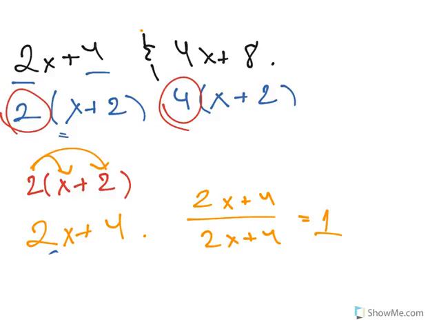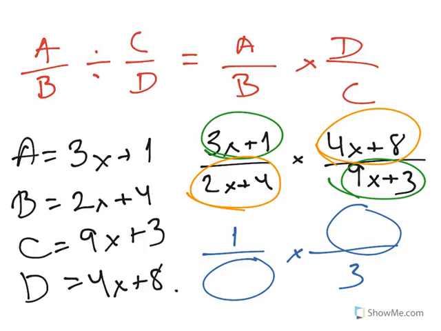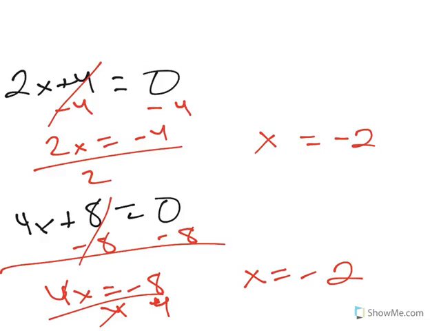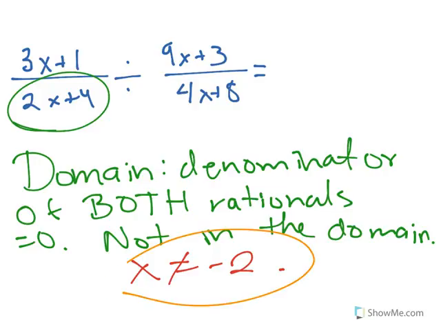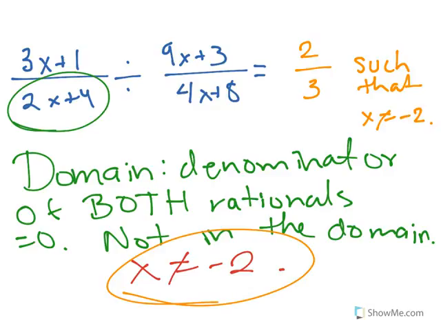And 4 times x plus 2 over 2 times x plus 2 is just equal to 2. So now we can substitute 1 for b and 2 for d. So the solution to this is just equal to 2 over 3. However, don't forget that you had the restriction that the possible domain is any real number, but not including x is equal to negative 2. So this is equal to 2 over 3, such that x does not equal negative 2.